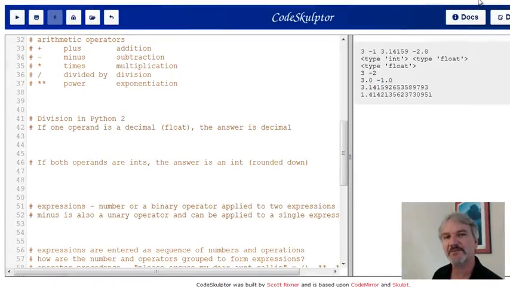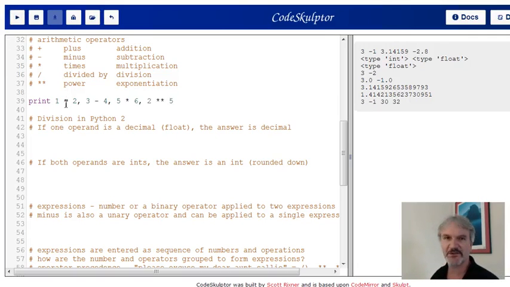All right, we've talked about numbers in Python. Let's talk about the arithmetic operators that you have available to do computations in Python. Here's a list of some of the basic arithmetic operators. We have plus, minus, times, division, power. It's fairly straightforward. We just take two numbers and apply the operator to them. So we can say something like 1 plus 2 or 3 minus 4 or 5 times 6 or 2 to the 5th power. And if we run that, out comes 3, minus 1, 30, and 2 to the 5th is 32.